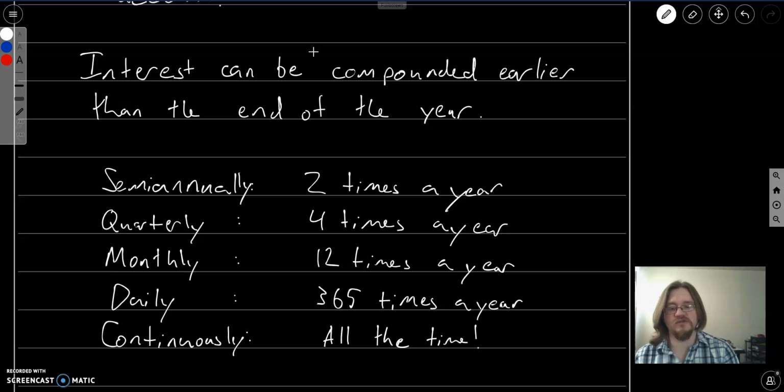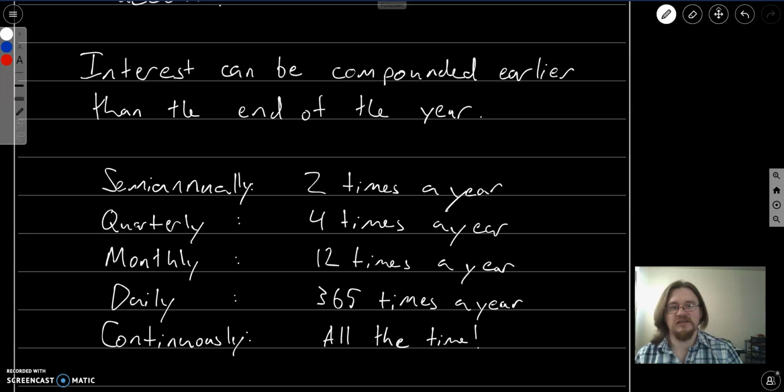We can do this quarterly, so four times a year, every 3 months, we will take whatever interest we've earned and add it back into the account. So now the account balance is a little bit higher, so we will earn even more interest. And then we do this 4 times a year for quarterly. Monthly, that's 12 times a year. Daily, that's 365 times a year. And continuously, meaning every cent that we ever earn in interest immediately gets added back to the account balance, so that it grows and we earn a little bit more. So we'll earn those pennies faster and faster and faster.